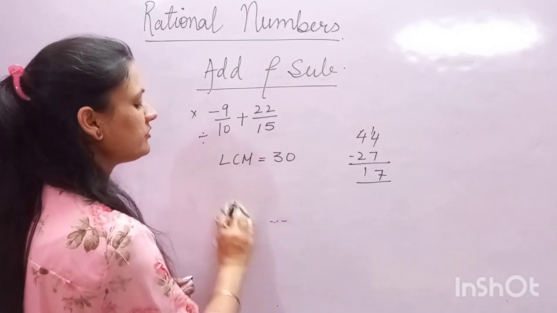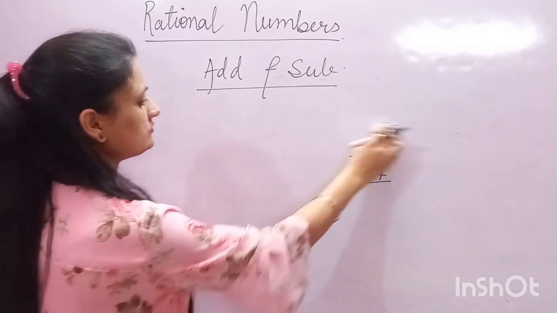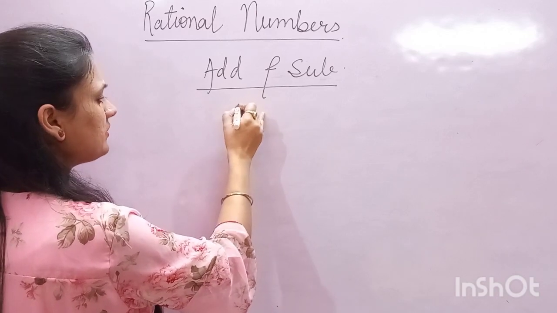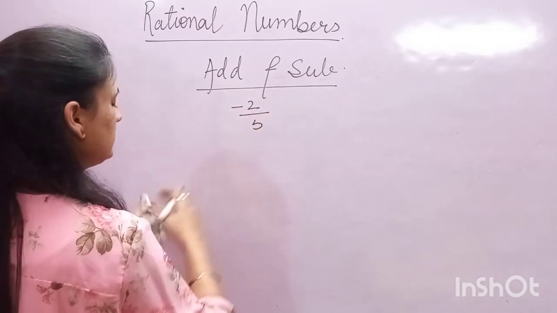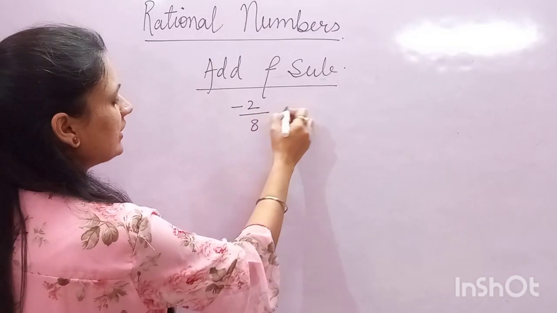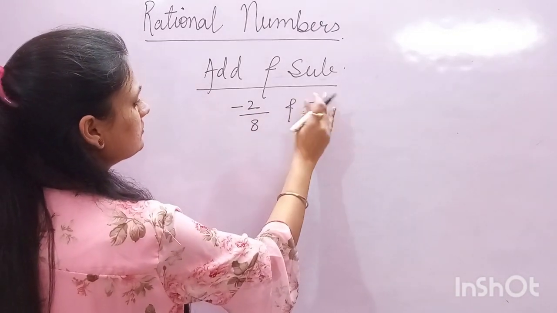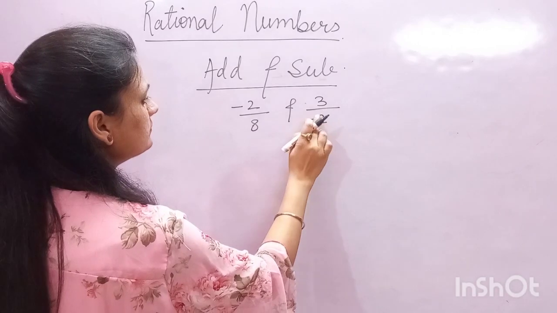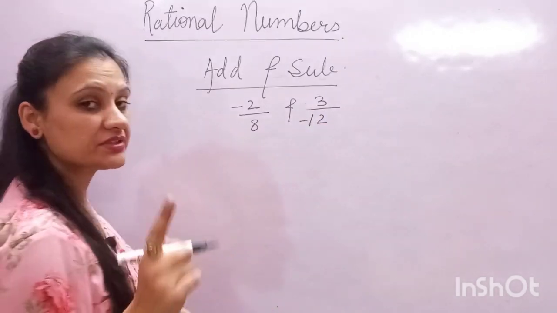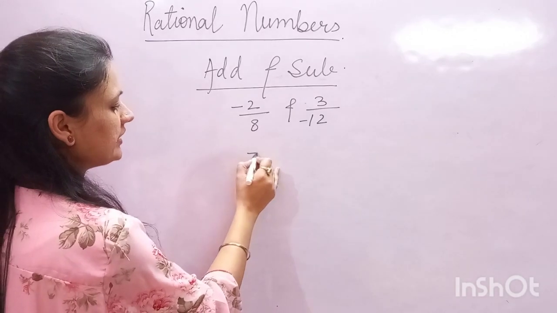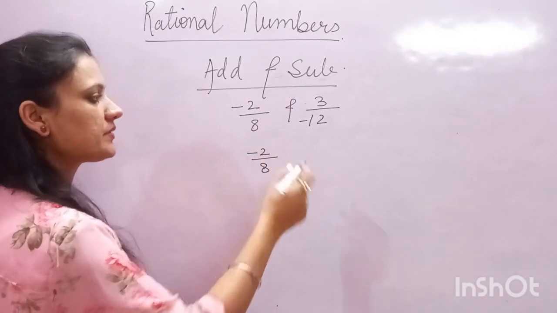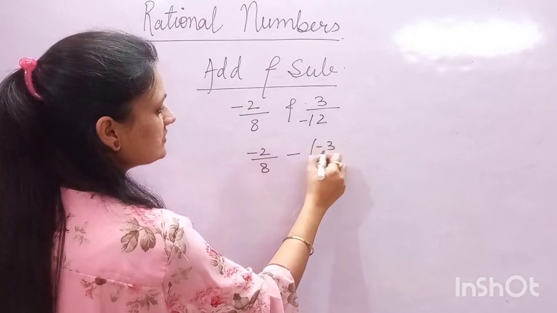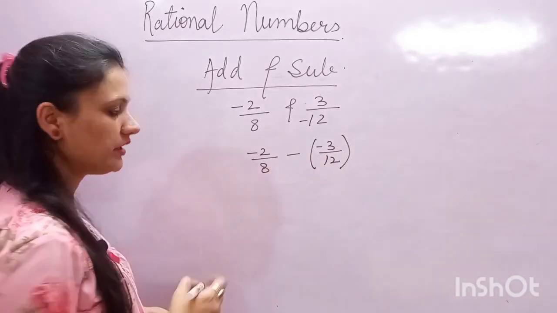In a similar way, we subtract also. Suppose they ask us to subtract, you can take any number like minus 2 by 5. I'll take another one: 8 and minus, or we'll write 3 by minus 12. But the first thing is to write it in the standard form. So we'll write minus 2 by 8. In addition and subtraction, you can just take the negative sign up. So here you have to subtract minus 3 by 12. Subtract. Okay. So what does it become?